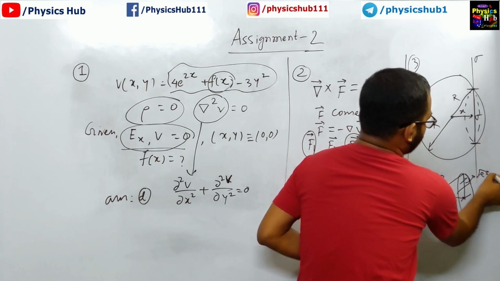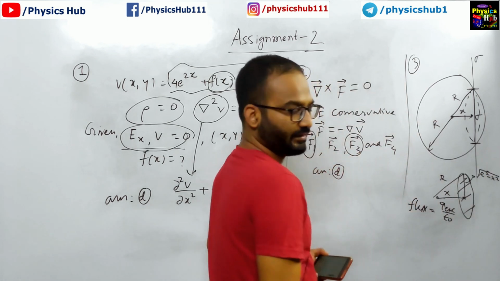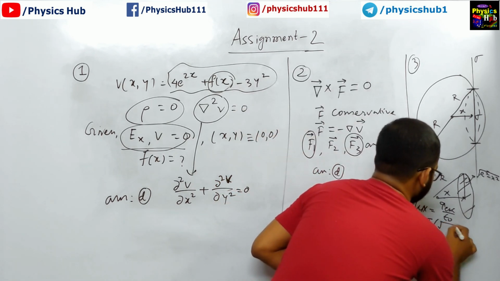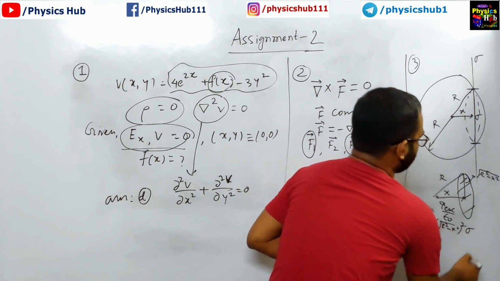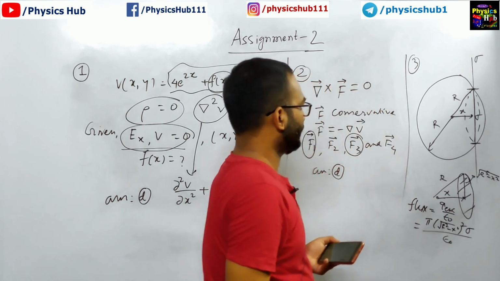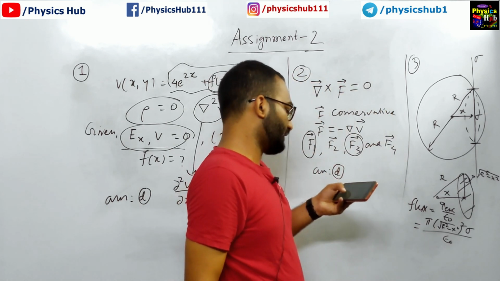So what is the area? Area of the circular portion, it is pi r square formula. Pi into root over r square minus x square whole square, and the surface charge density is sigma. So this will be the charge divided by epsilon naught. Okay. So this will be the flux.